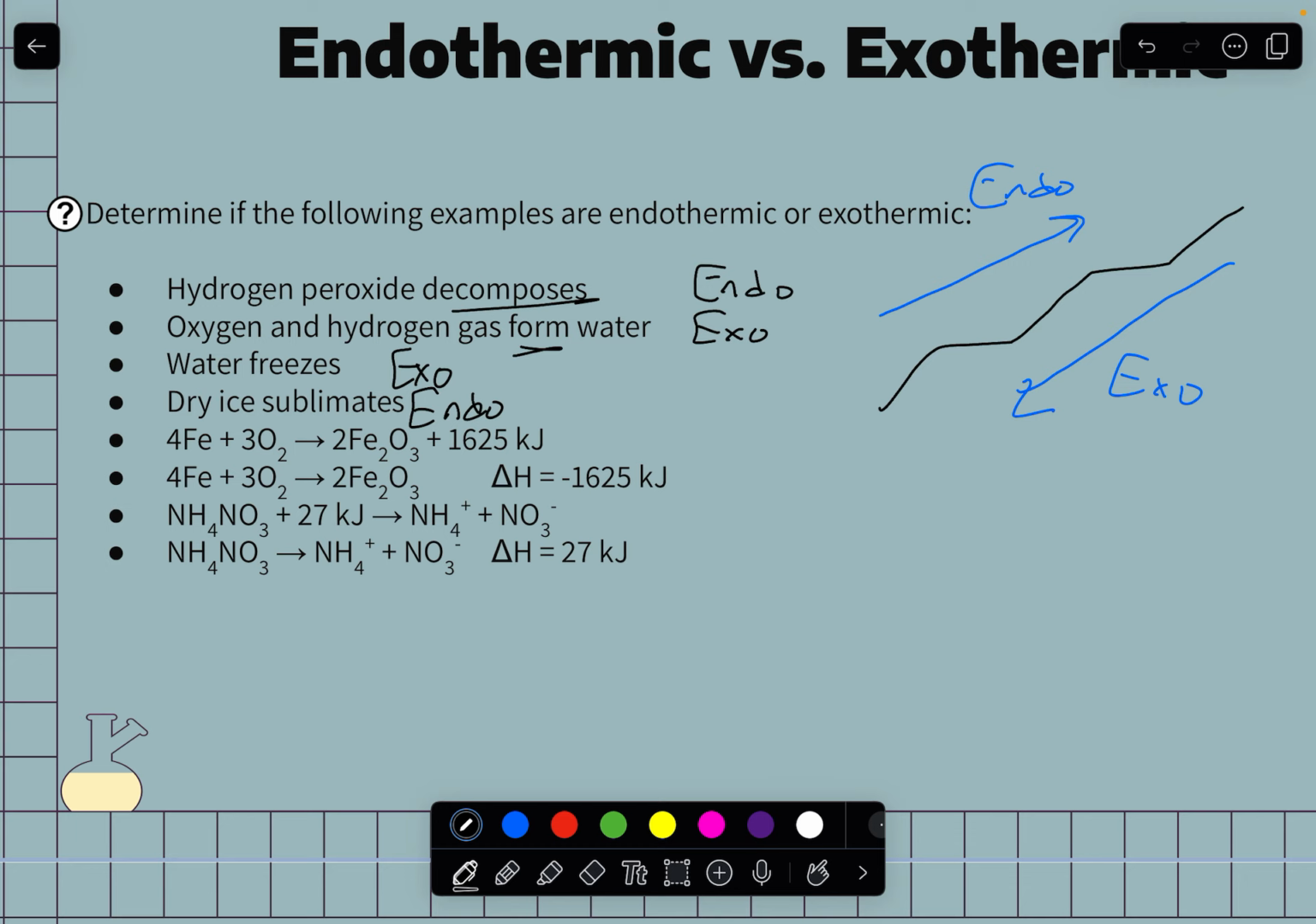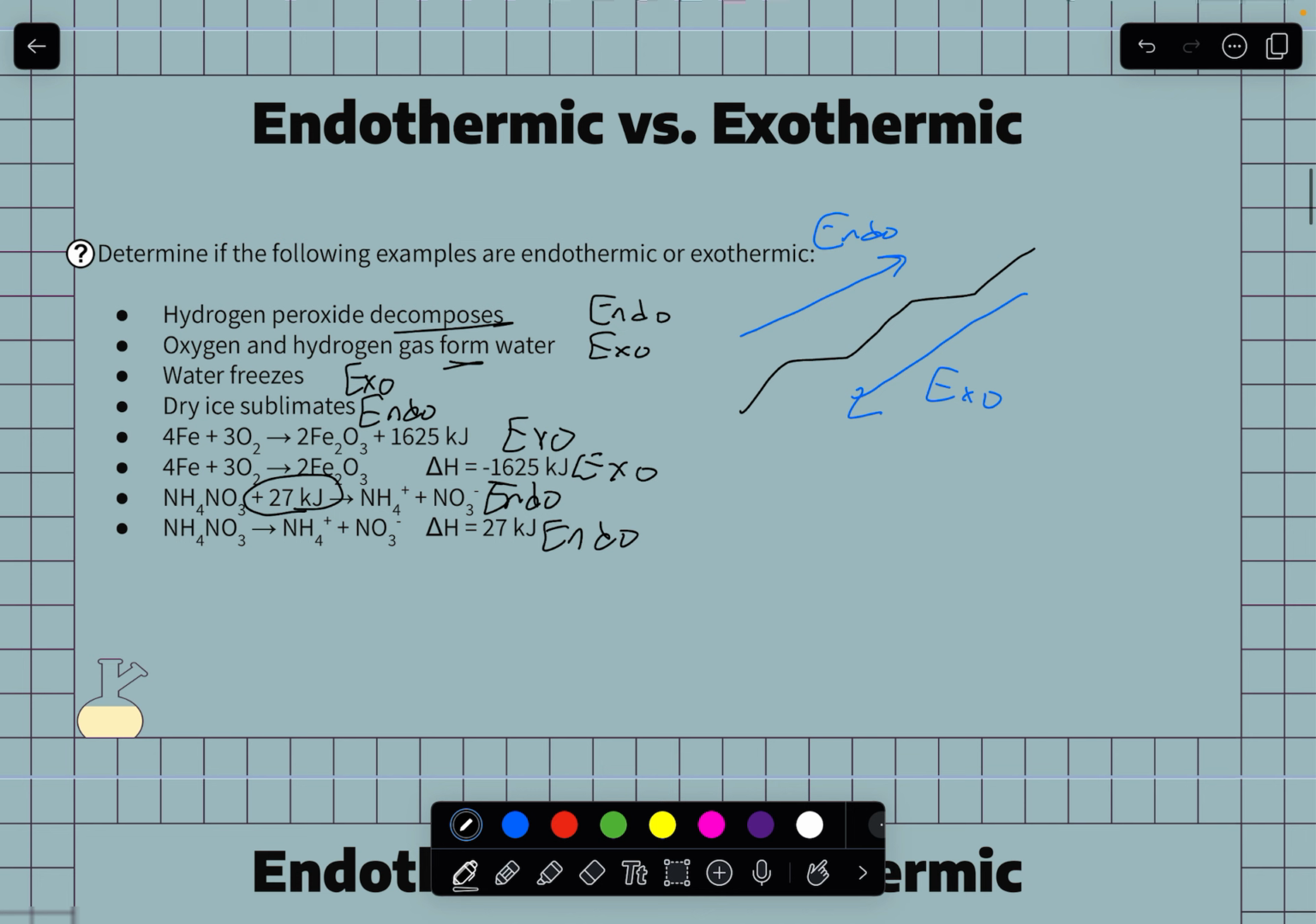All right, and then these last 4 are looking at numbers. If our heat is on the right side, on the products, that is exothermic. If it is negative, it's exothermic, because it's exiting. If it's on the left side, if it's a reactant, it's endothermic. And if it's positive, it's also endothermic. Okay, so you should be able to do that with statements. Make sure you understand the phase change graph with it. That can be confusing to some people. But think about if energy is going in or if energy is going out.